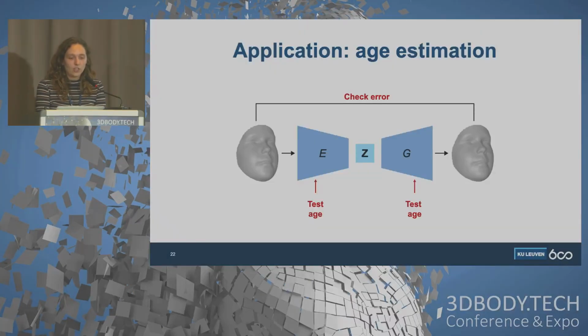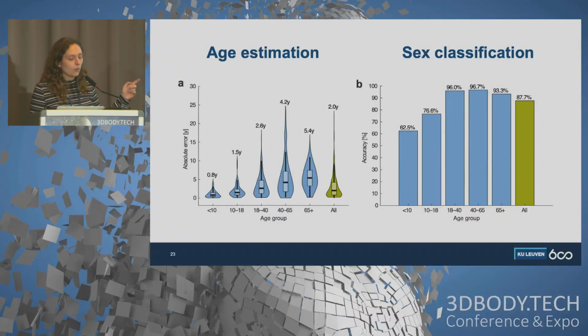A last application is age estimation. We can repeat the exact same process if we want to do sex classification. For the age estimation results, you can see it overall on the graph on the left, and the green is overall. We have around 2 years mean absolute error. For sex classification, we have a performance of just under 90%.